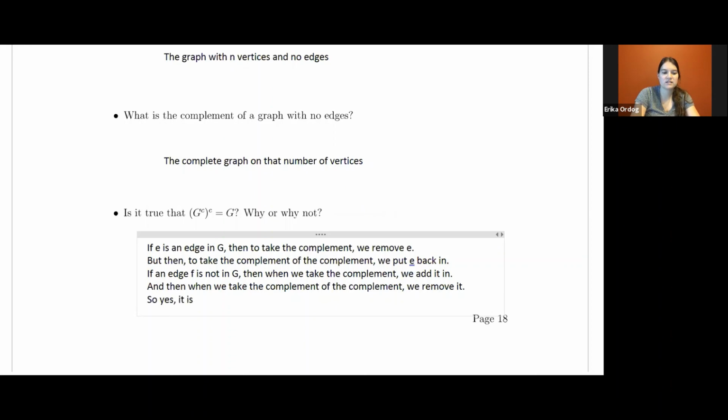So yes, it is true. All of the edges that are in G are in G complement complement, and all of the edges not in G are also not in G complement complement.